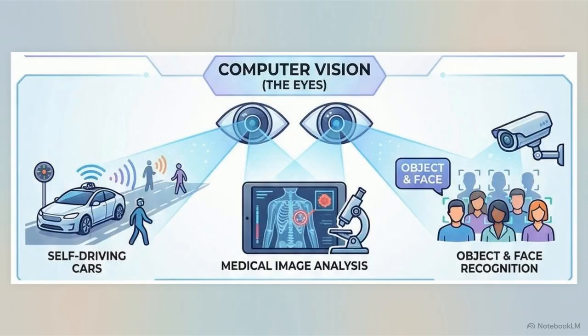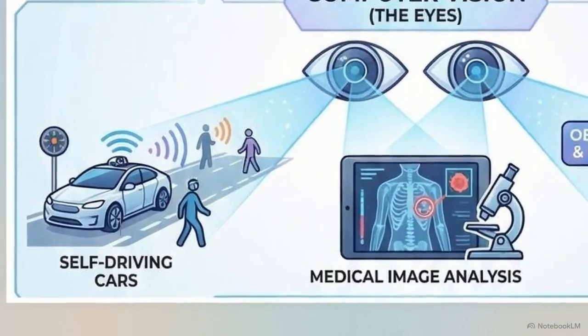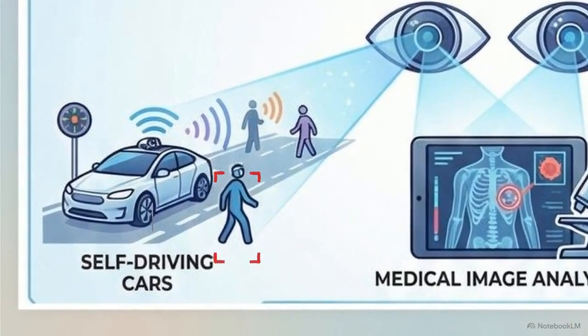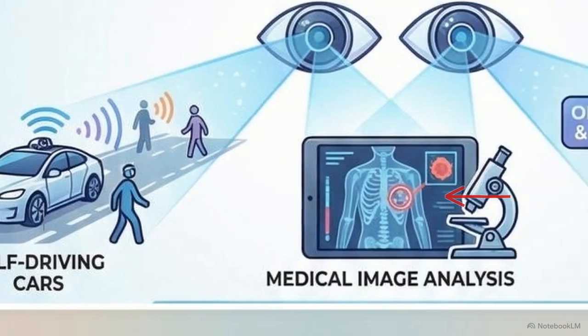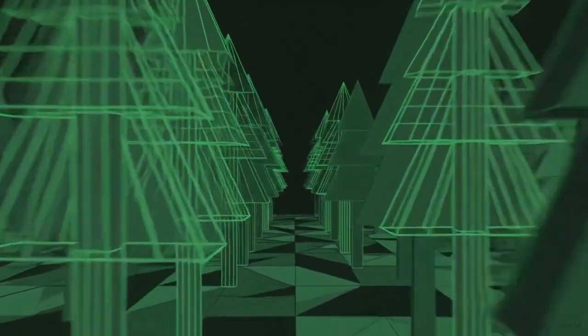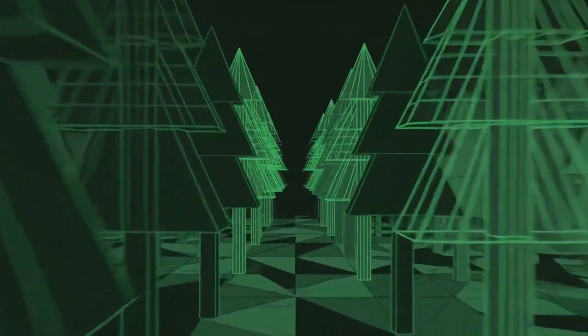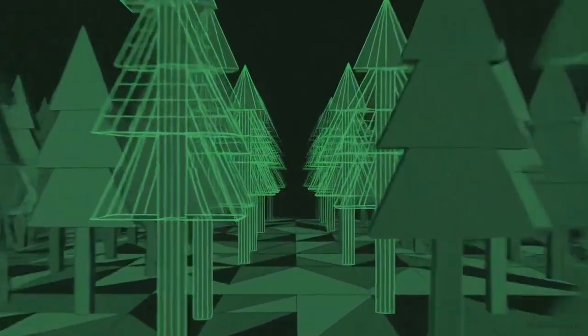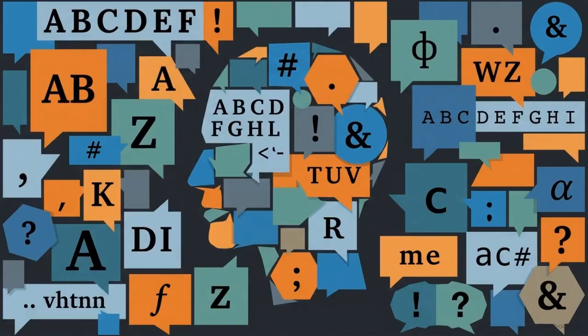This technical diagram illustrates how these extracted features are put to work. By recognizing specific patterns, computer vision allows self-driving cars to identify pedestrians and lane markers, or enables medical software to spot anomalies in an X-ray. It acts as the bridge between the physical and digital worlds, granting machines the ability to visually map and navigate our environment. The final major data type is arguably the most complex.